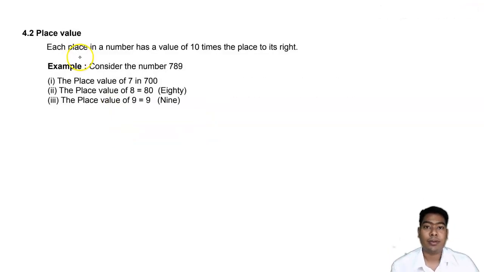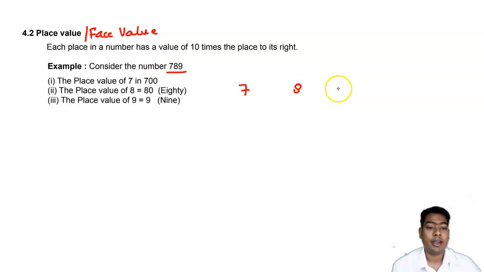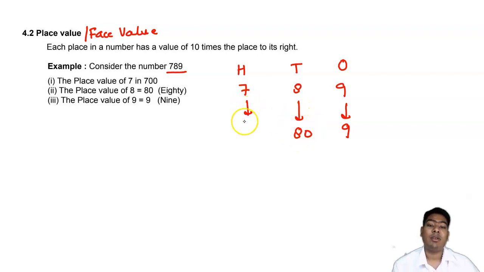Now let's understand the concept of place value and face value. Let's understand this with a simple example. Let's take the number 789. 9 is at the ones place, 8 is at the tens place, and 7 is at the hundreds place. So the place value of 9 in the number 789 is 9. The place value of 8 is 80, and the place value of 7 in the number 789 is 700. So this is the place value.